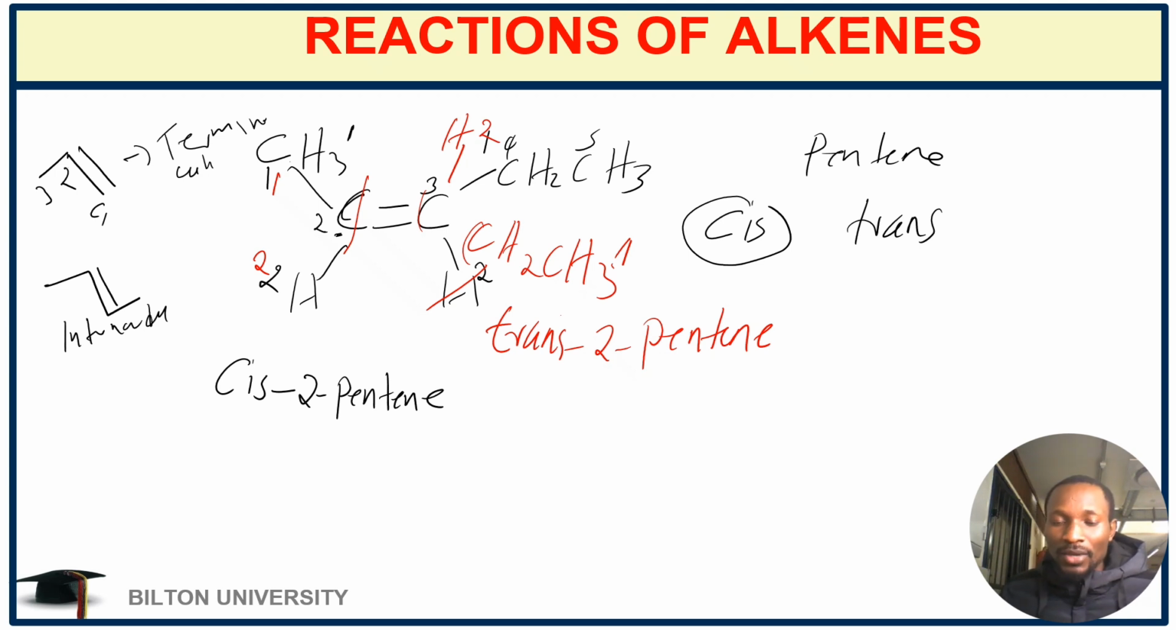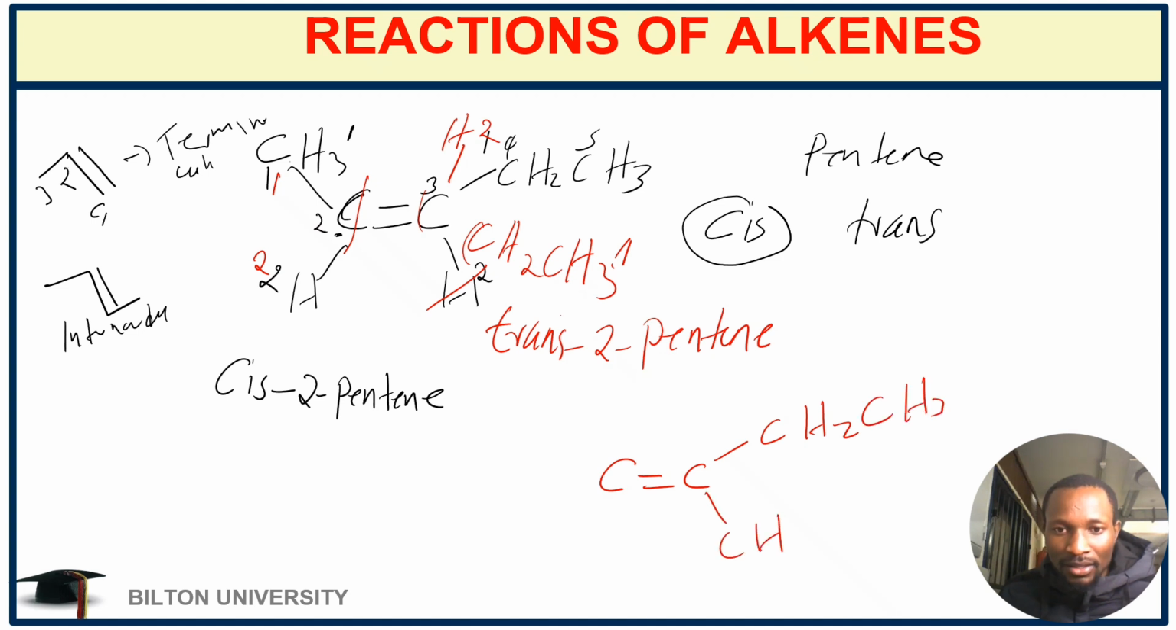Now let's look. Sometimes we can have 3 or 4 alkyl groups on the carbons of the double bond. For example, if we have a carbon-carbon double bond, and then let's say we have the ethyl group, and then we have the methyl here, and let's say on this side we have hydrogen. So you can see that on this carbon-carbon double bond we have 3 alkyl groups. So in terms of numbering, this is going to be number 1, number 2, number 3, number 4, number 5. So we still have our pentene.